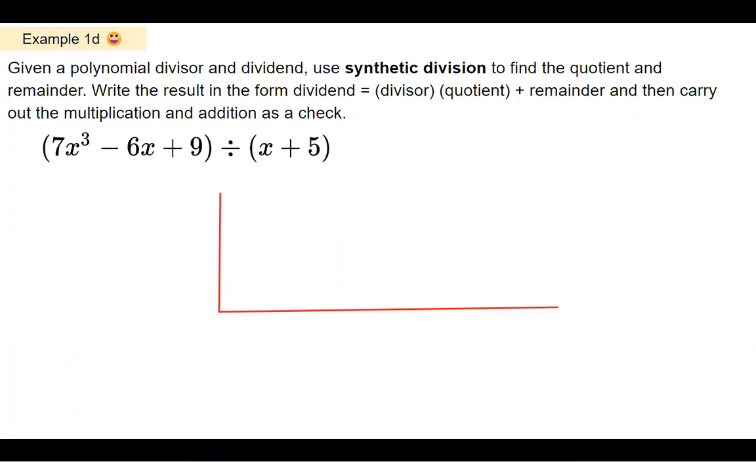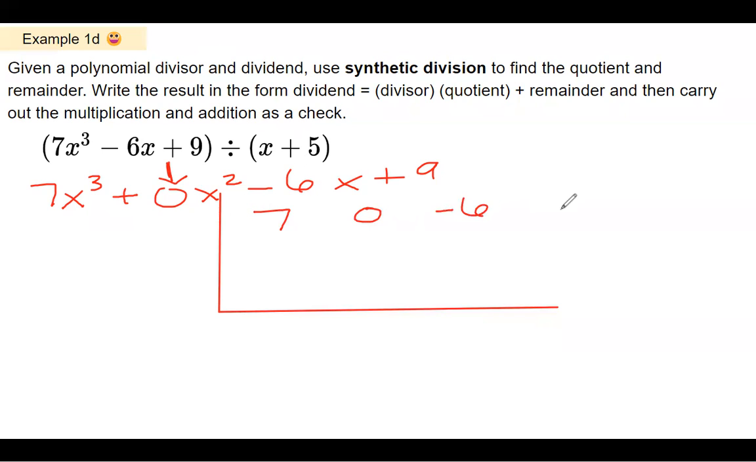The same idea is going to continue here. So you're going to go ahead and have now 7x to the power of 3 plus beautiful 0x squared minus 6x plus 9. Let's not forget to allow a space for this term to be there. It's not present, so we have to make sure that we have a 0 as a coefficient. So now we're going to go ahead and write my beautiful coefficient, 7. My next one is 0. My next one is negative 6. The next one is 9.